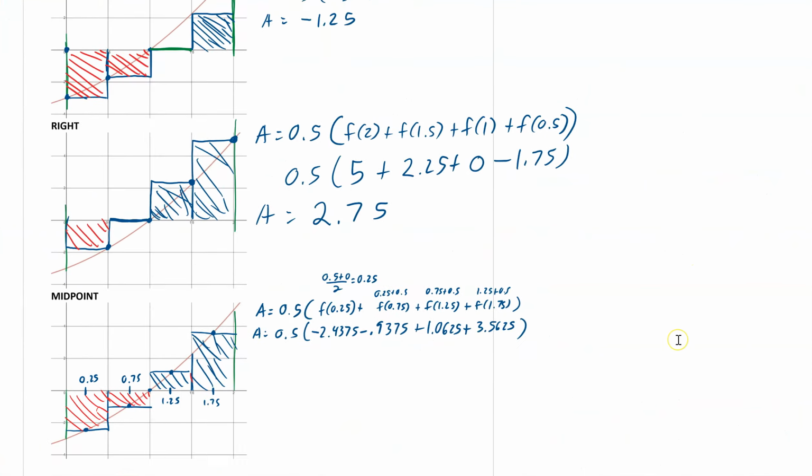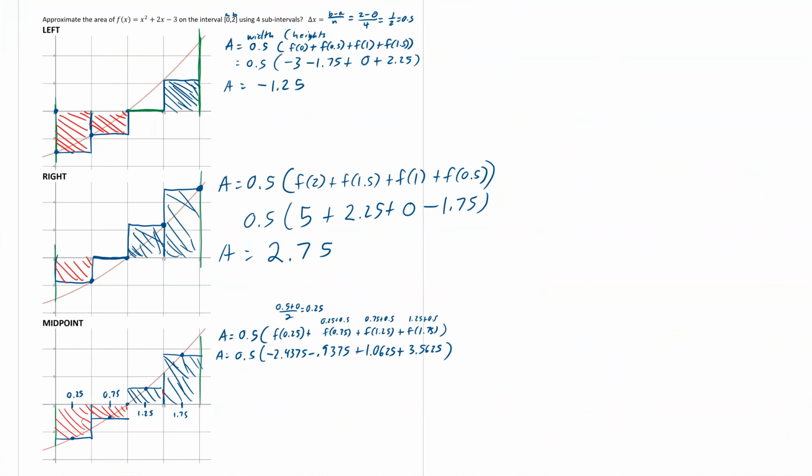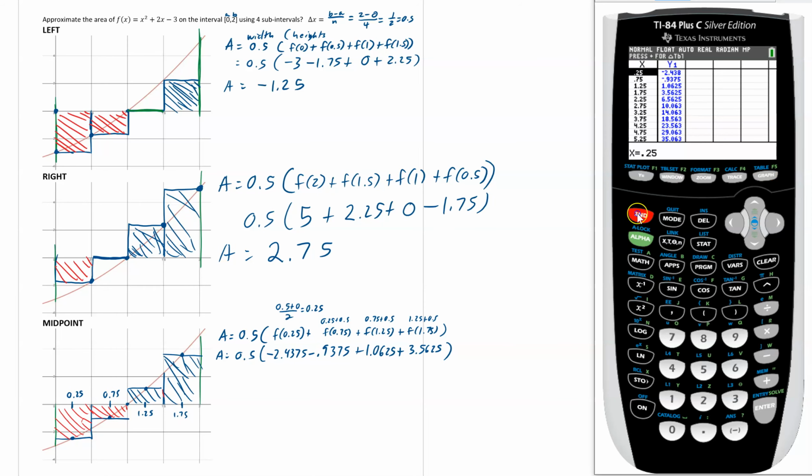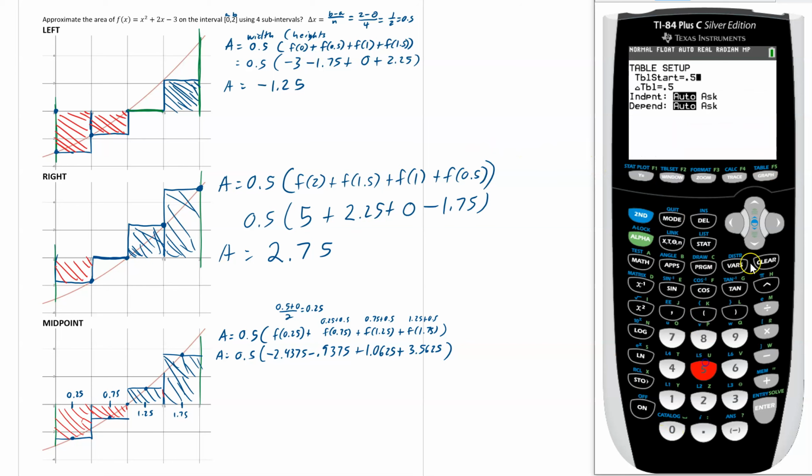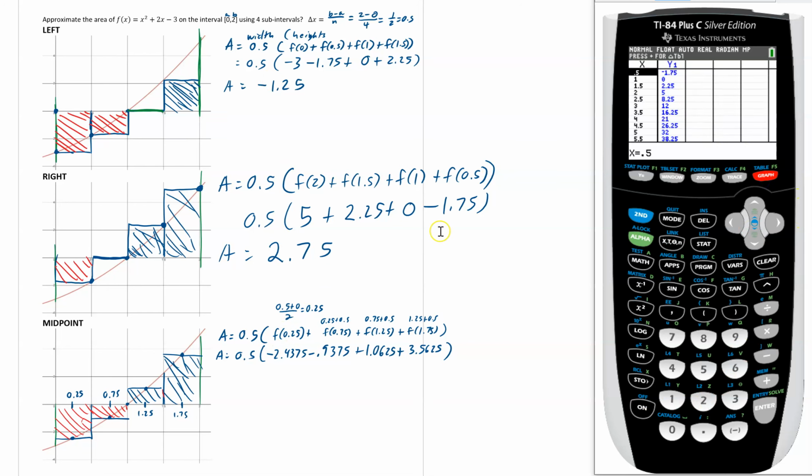So if you want to do this for left, right, and middle, it's just whatever your starting value is, and then all the way across. So this one we want to put 0.5. So if I go to table set, my first one would be 0.5. My change in table is 0.5. It's the same change in table for all of them, because that's your change in x. And there you go. So negative 1.75, 0, 2.25, and 5.